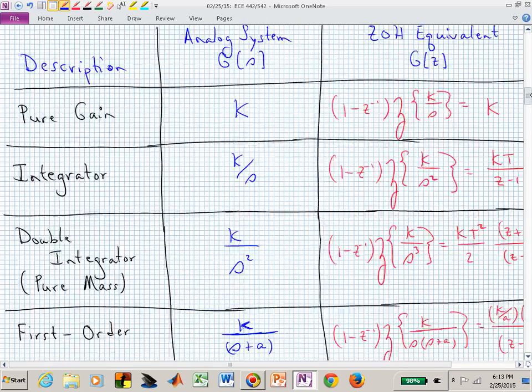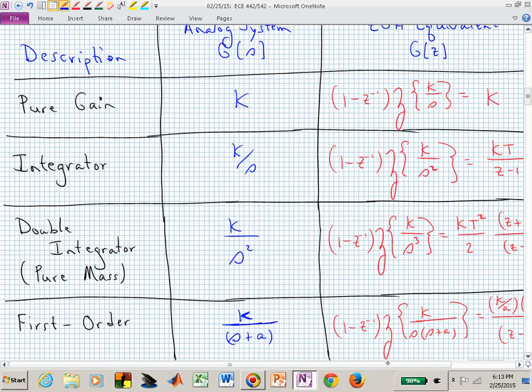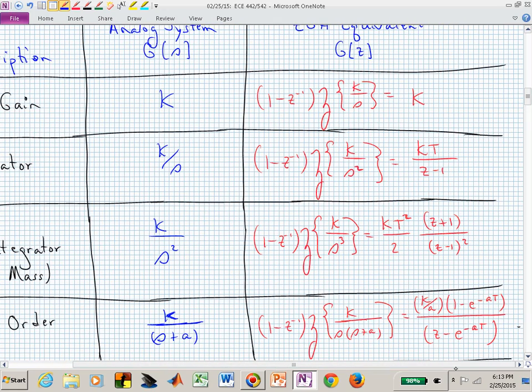If we go back to where we wanted to get to, now what we want to do is look at finding the zero order hold equivalent of this first order plant, k over s plus a. And what does that look like in the time domain? If you inverse Laplace transformed k over s plus a, what would you see?